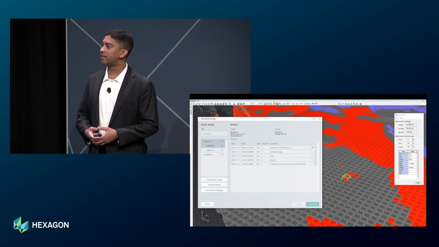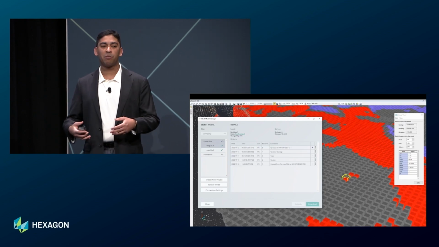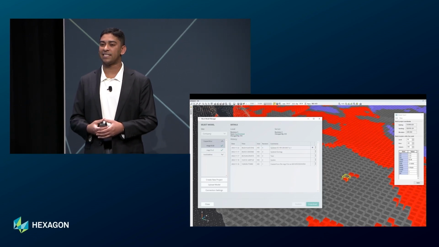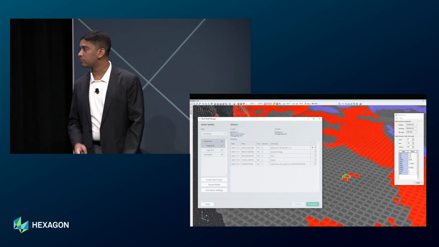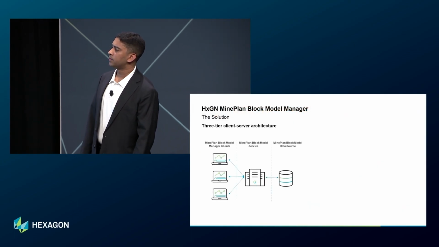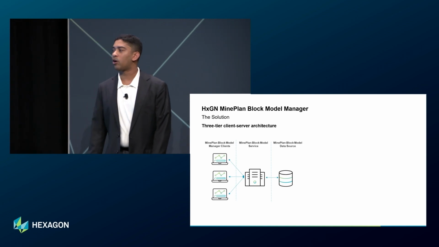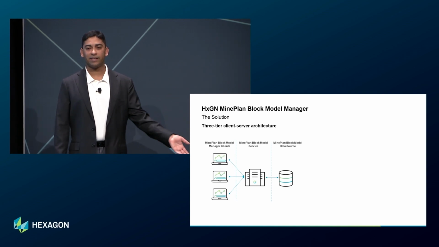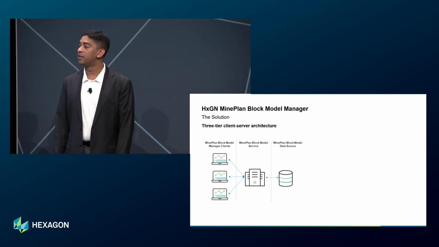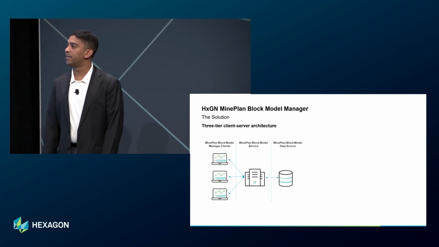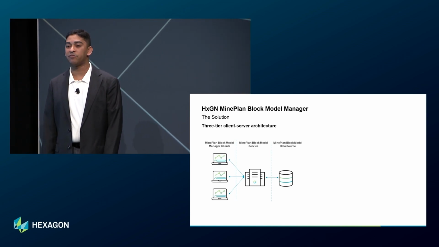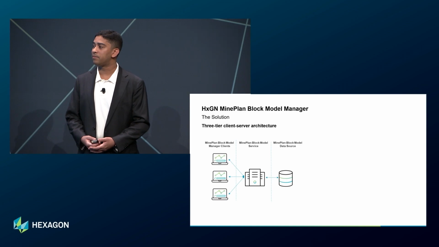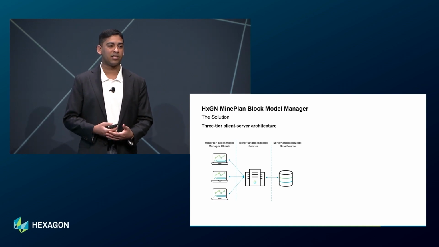What we've done in addition to this is provide an extra amount of metadata to support that version control so that you can assess how your model is growing over time. So we've moved the block model from a file-based structure that sits on a desktop or a central file location to a 3-tier client-server architecture where we have a block model service that can be deployed centrally, and your desktop users can communicate with it.